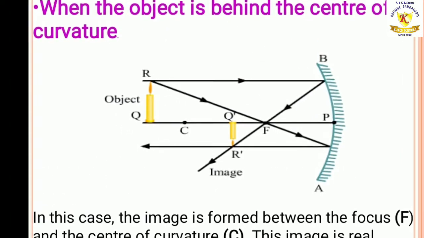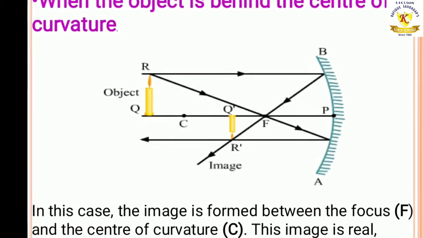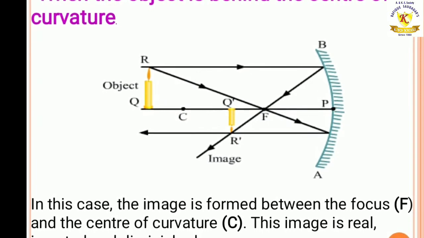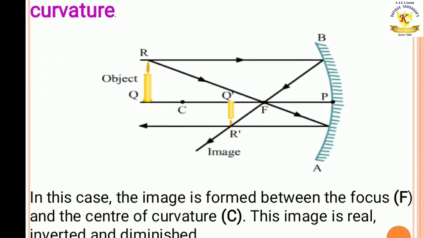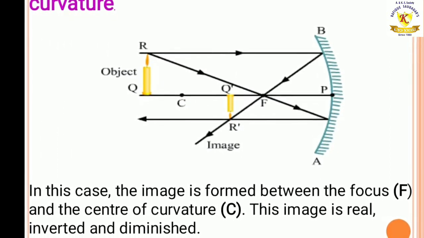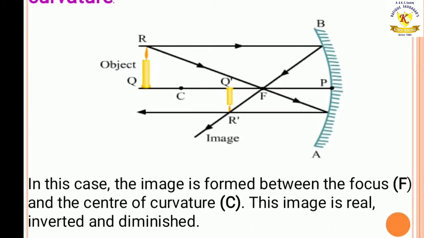When the object is behind the center of curvature, in this case the image is formed between the focus F and the center of curvature C. So the image is real, inverted and diminished. Got it?